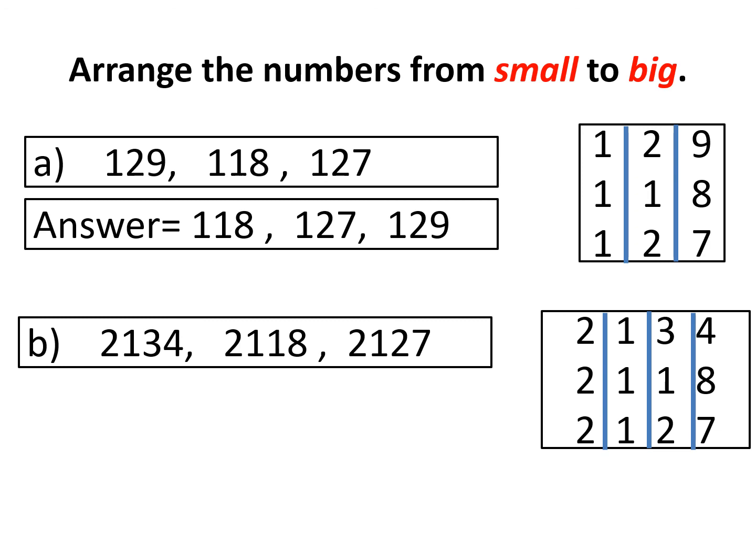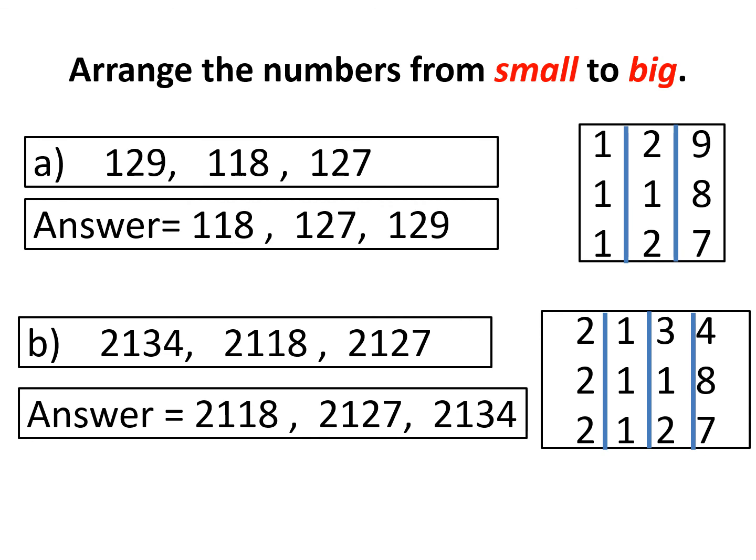After you cancel 2118, you look at 3 and 2. 3 and 2, the smallest is 2, isn't it? So now you can find the second smallest number is 2127. So definitely 2134 is the last one. So you write down like this. 2118 first, and then 2127, and the last one 2134, the biggest one.